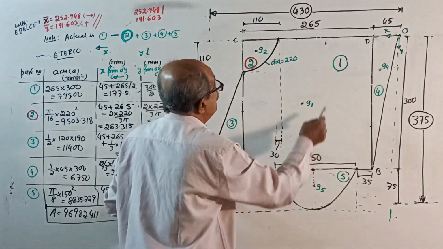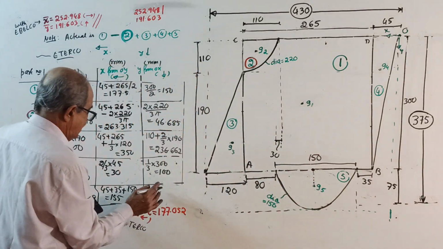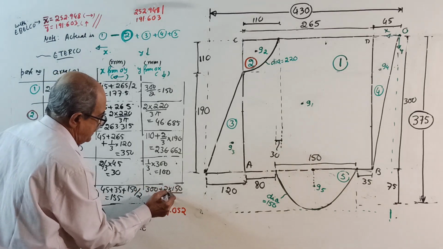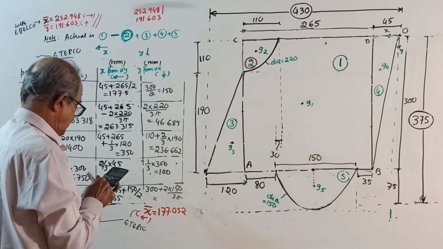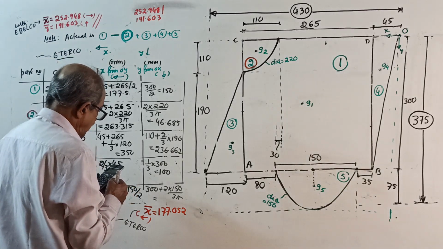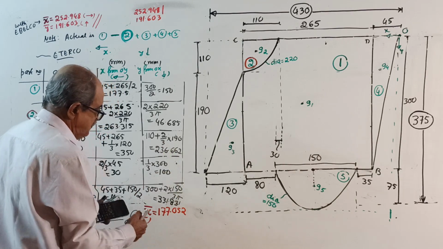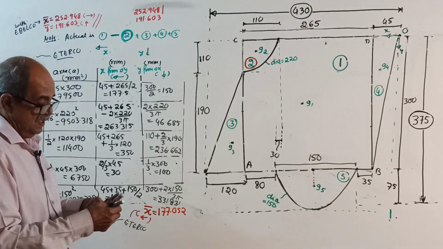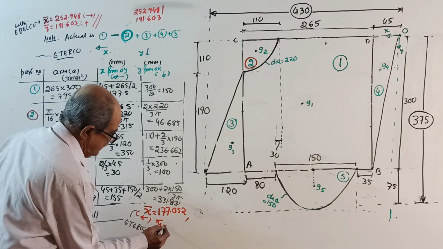Last one, y5. 300 plus this distance, which is 2d by 3 pi. 300 plus 2 into 150 by 3 pi, equal to 300 plus 2 into 150 divided by 3 divided by pi. See, I am doing slow calculation. 331.831. With this value, I will get y bar. Now you show the calculation. Therefore, y bar equals, write the formula and everything you require, show the calculation, get y bar.